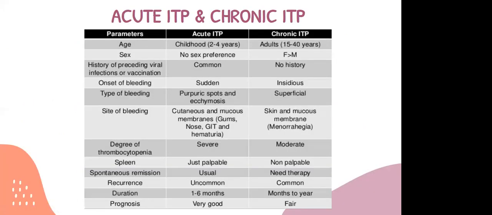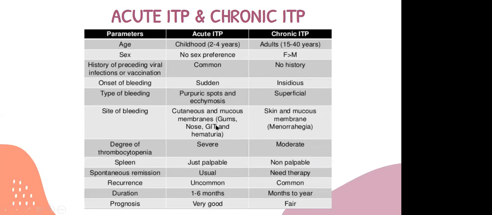So this is the table to differentiate acute and chronic ITP. Acute ITP is more common in childhood, but chronic ITP is common in adulthood. As for acute ITP, there is no sex preference, so it can affect both male and female equally. But chronic ITP is more common in female compared to male. And the degree of thrombocytopenia in acute ITP is severe compared to chronic ITP, which is just moderate.